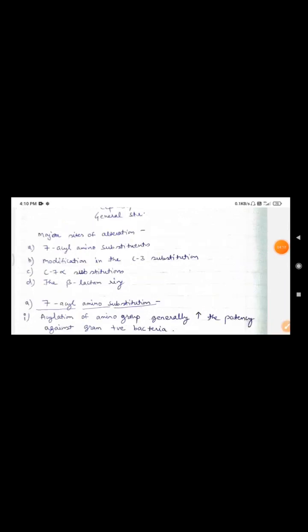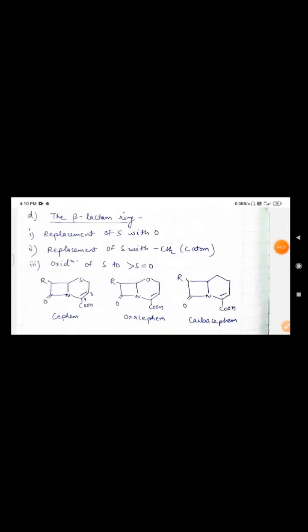Coming to the next, that is the modification in the beta-lactam ring. In the beta-lactam ring, the replacement of sulfur with oxygen leads to the oxacephem. This sulfur when replaced with oxygen leads to the formation of oxacephem, and these oxacephems have increased antibacterial activity.